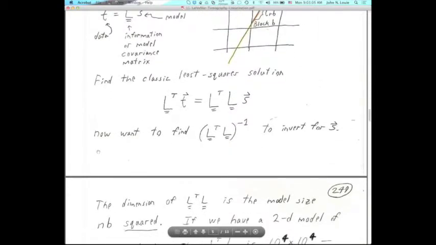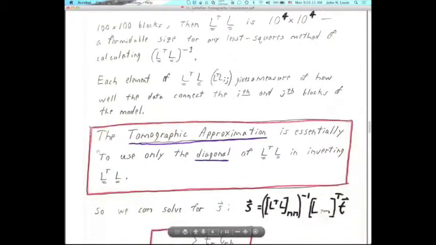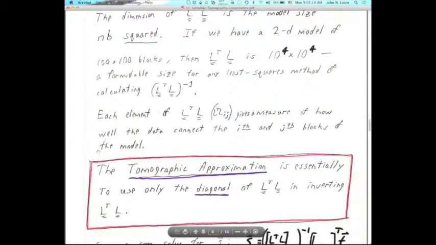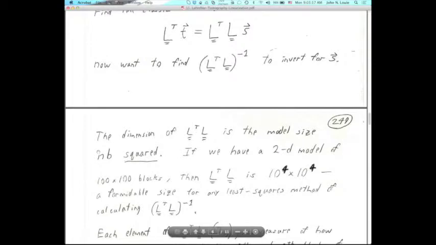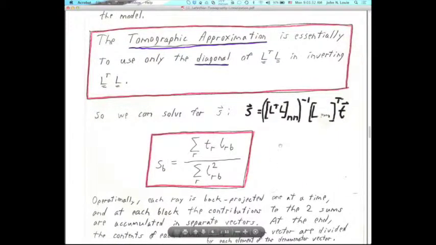So we know how to form a classic least square solution. And we see that even a relatively classic problem is somewhat difficult to solve because of the size of this L transpose L matrix in the normal equations. This is the normal equation right here. So what we assume is that if we take L transpose L, and that's what's classically called the information matrix or the model covariance matrix, L transpose L tells us that for this ray set, of course, L transpose L is specific.